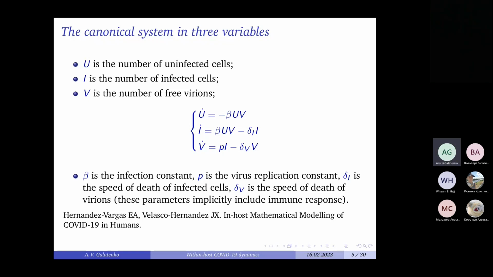The second problem was pointed out by Professor Volpert. The infected cells do not start viral production instantly. It takes some time for the production to start. So the intensity here should depend on the number of infected cells, not at the point T, but at the point T minus delta T, some previous point in time. There is another issue with the canonical model.